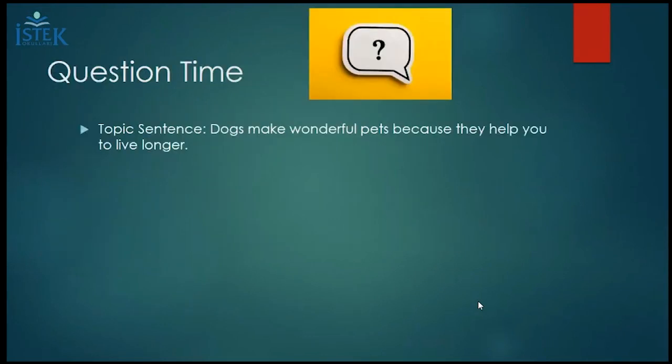Now it's question time. Topic sentence. Dogs make wonderful pets because they help you to live longer. Which words, or which word, is the topic, and which one is the controlling idea? Please think about it for 30 seconds, and I'm going to answer it for you.